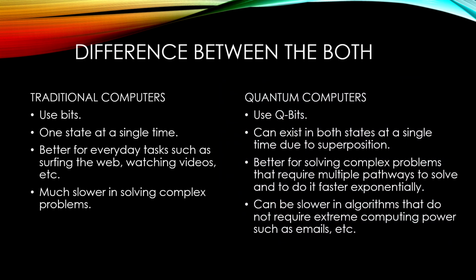Let's look at the difference between traditional computers and quantum computers. Traditional computers use bits that exist in one state at a time, whereas quantum computers use qubits that can exist in both states at a single time due to superposition, as mentioned before. Traditional computers are better for everyday tasks, such as surfing the web, watching videos, making presentations or graphs.